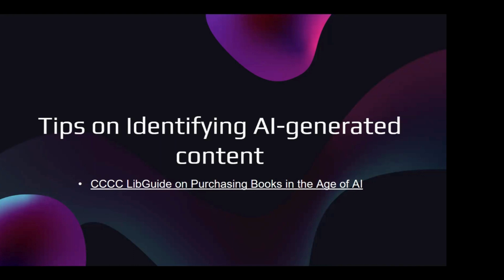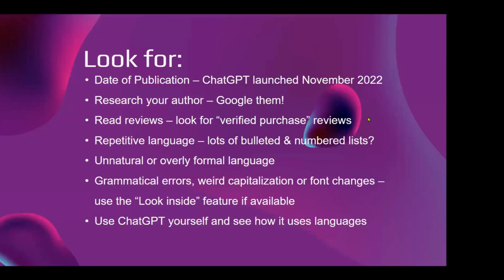So here is a link again to another LibGuide for faculty and staff that tells you how to identify traditionally published works, self-published works, and AI generated works. And it's really all about the author. If you can trust the author, it doesn't matter what writing tool you use, you can trust the material. So here are the tips and tricks on how to identify AI content.